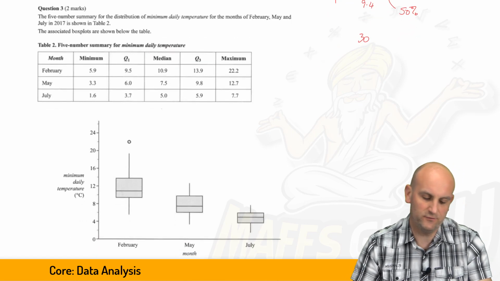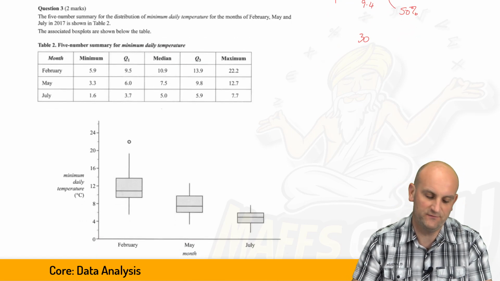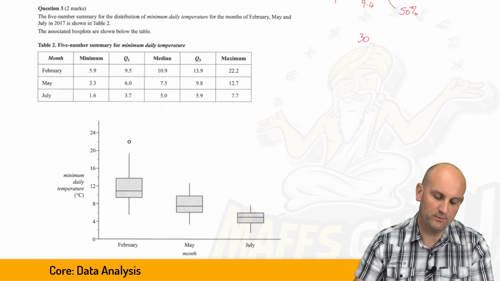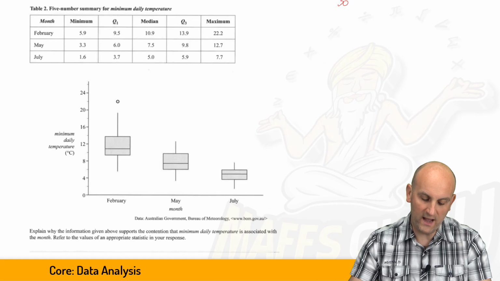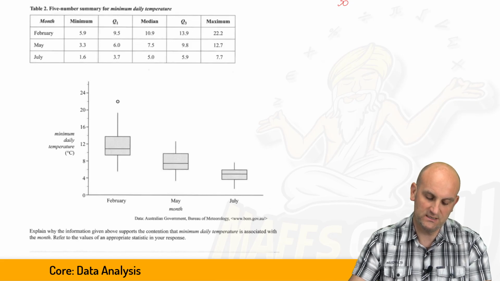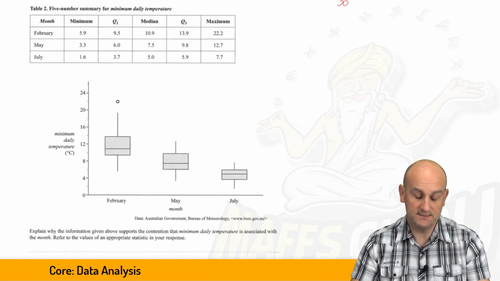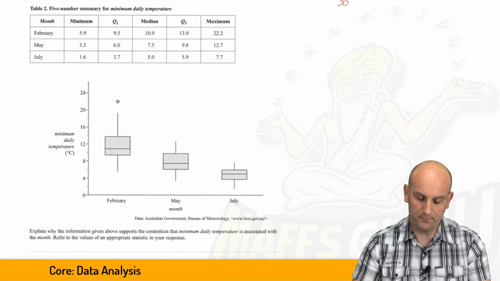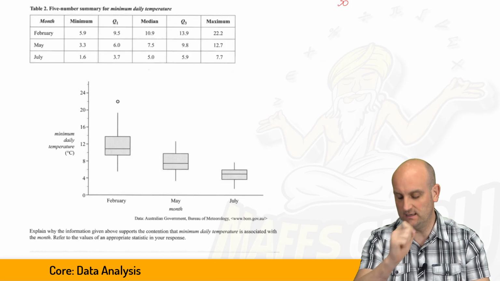The 5-number summary for a distribution of minimum daily temperatures for the months of February, May and July in 2017 is shown in the table. The associated box plots are shown below in the table. Let's squidge this up a little bit so we get some room. Explain why the information given above supports the contention that minimum daily temperature is associated with the month, and refer to the values of an appropriate statistic, singular, in your response.